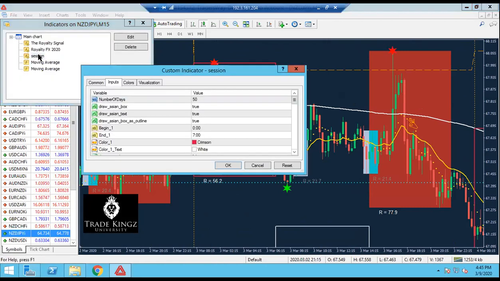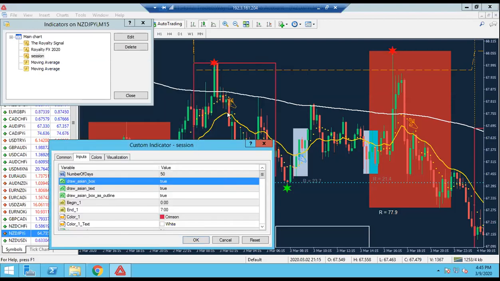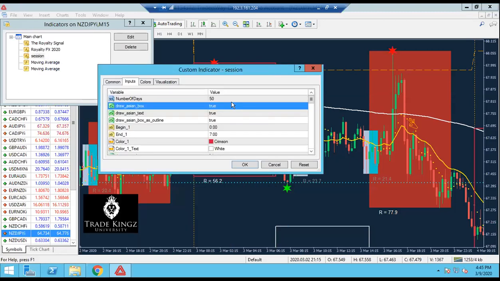Go to the sessions, okay? And you know the Asian session, you can either draw an outline or you can have it filled in. So I got the outline here. If you like the outline, we can do the outline. But if you want it filled in with a color in this box here, you can do that as well. So keep this at true for the Asian box outline, so you won't have so many different colors and clutter on your chart.